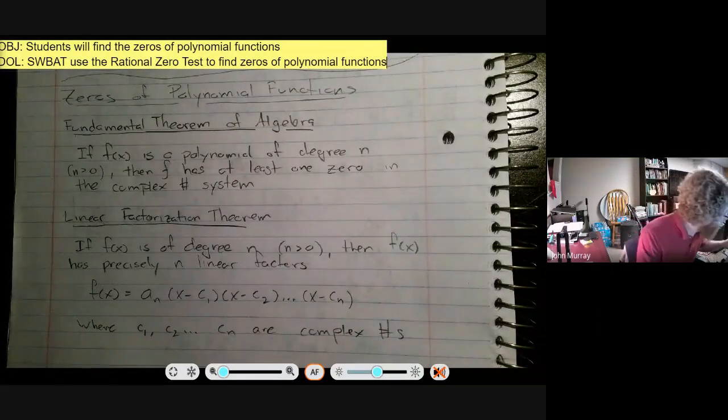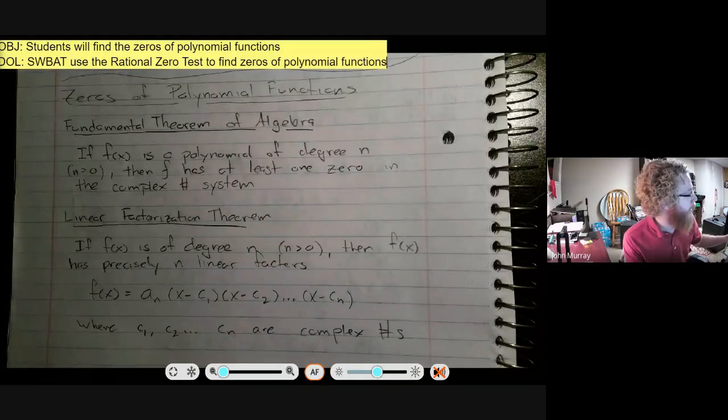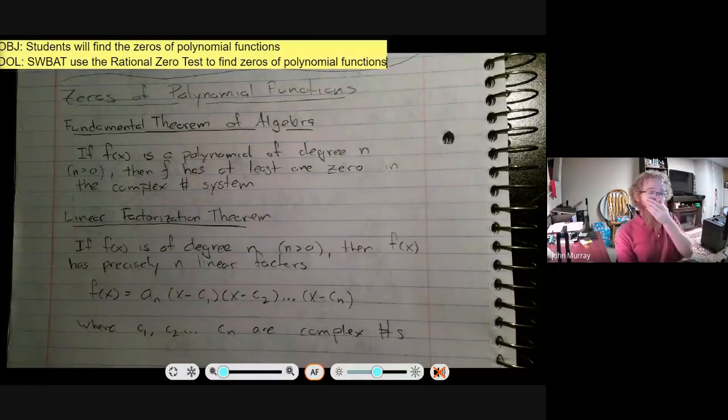So today we are moving on. We're kind of combining the things that we've done with synthetic division and our complex numbers, and we're all throwing it together now finally for polynomials. Okay, finding zeros of polynomials more specifically.